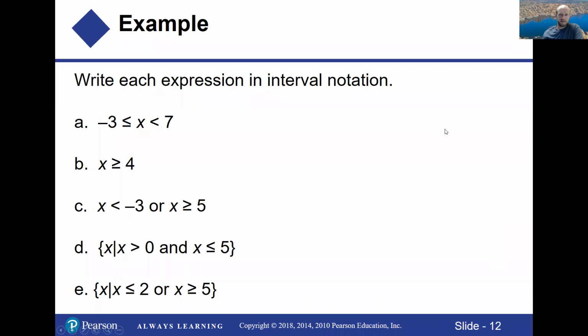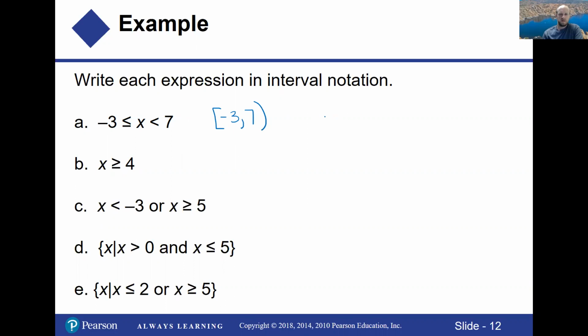So let's practice some of this. Write each expression in interval notation. So basically, I'm going to start with the -3, but I have to notice that this is a less than or equal to. So I'm going to have bracket -3, comma 7 parenthesis, because of the sign.